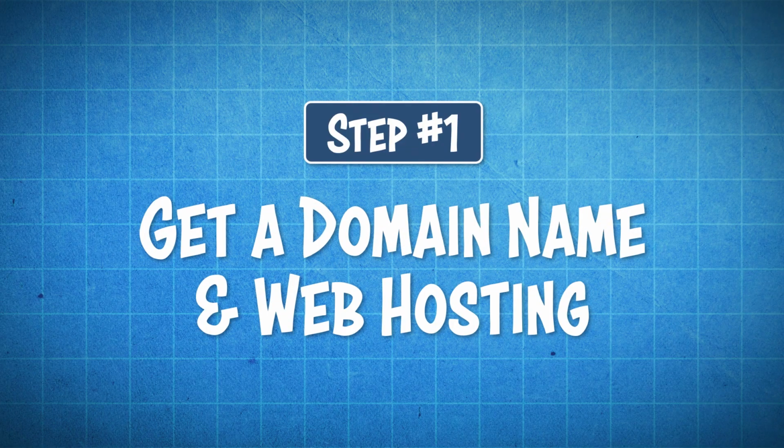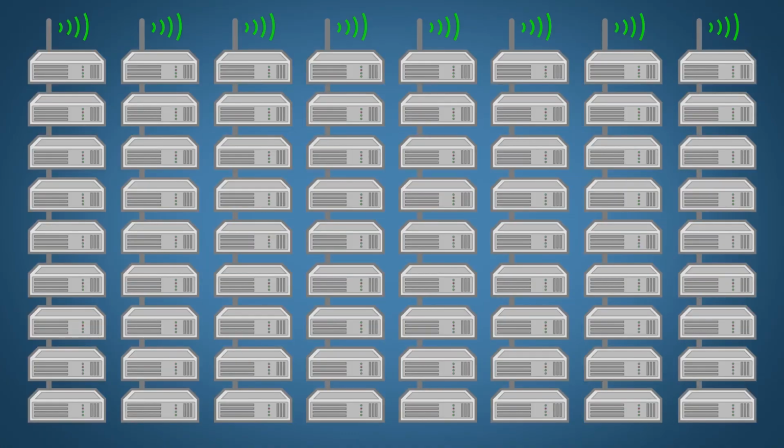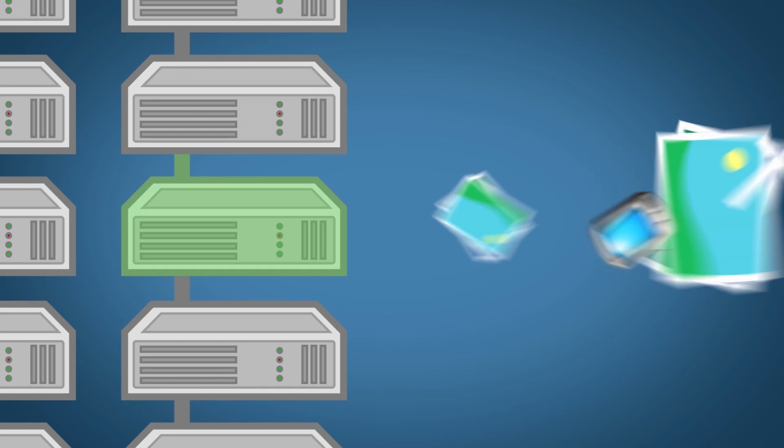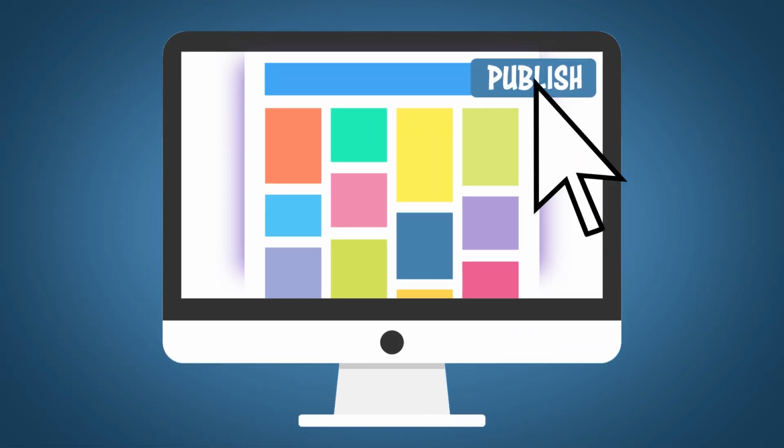So step number 1 is to get a domain name and web hosting. A domain name is just the address that you type in to get to your website. So this could be something like yourwebsite.com. While web hosting is basically just renting space on the internet so that you can upload all of your pictures, your text, and all your other media. So if you want a professional website and you want to own 100% of that website, you need web hosting.